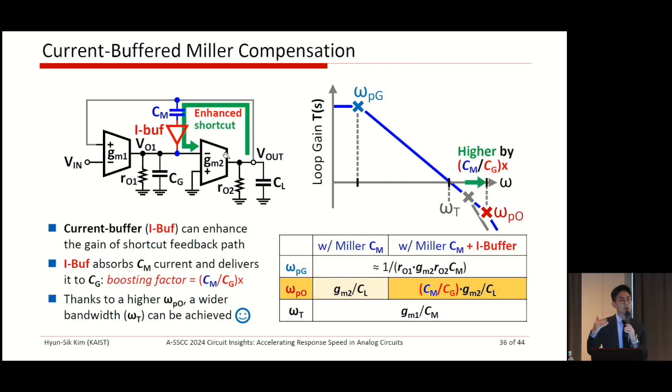If we can increase the gain in this local loop path, then we can move the second pole to a higher frequency, right? So in order to enhance this shortcut path, we can insert a current buffer. If you insert this current buffer, then the loop gain is enhanced by Cm over Cg, right? The Cm over Cg factor is boosted. Therefore, the second pole moves to a higher frequency. So the second pole limitation is more relaxed, so we can set the bandwidth to a higher frequency, right? The result is a faster response, right?